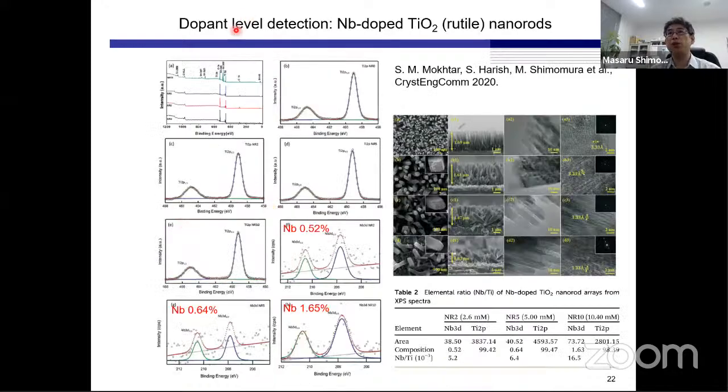And finally, I want to show our results. This is my Malaysian student's case. The doctoral student, Salina, used XPS for dopant level detection. She used niobium as a dopant of titanium dioxide rutile nanorods, and the amount is 0.52% to 1.6%. Then niobium can be detected like this. So even at less than 1%, we can observe that element in the system.